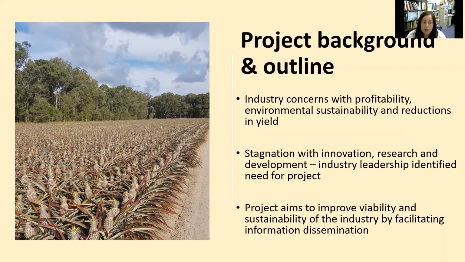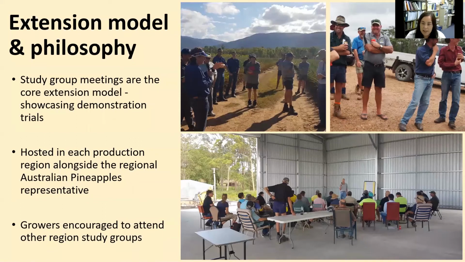So this project came to be with aims to improve the viability and sustainability of the industry by facilitating information dissemination. This is done through a variety of ways, which include study group meetings, the development of information resources, a grower website and a quarterly newsletter, as well as, why we're all here today, the demonstration trials.